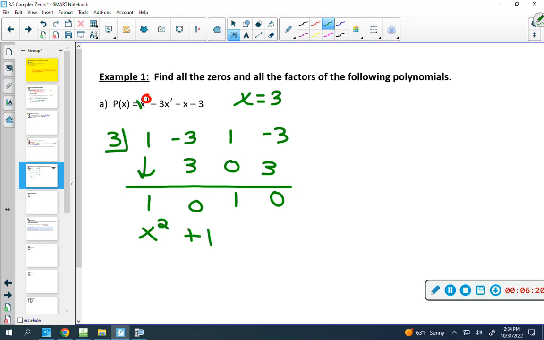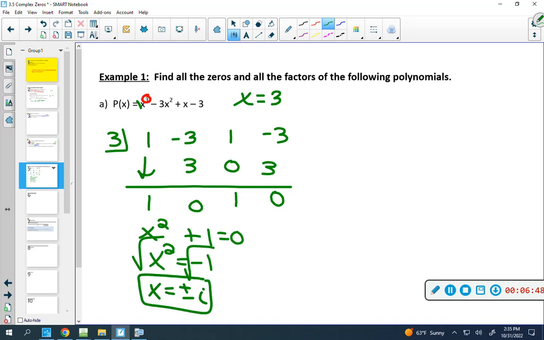So my other 2 imaginary answers are going to come out of this. I'm going to set it equal to 0. Now I'm looking at this. It's not going to factor for me. I'm just going to make it easy. To get x alone, I'm just going to use inverse operations. I'm going to subtract 1 over, and then I'm going to root it. What is the square root of -1? Plus or minus i, yeah. There's my 2 imaginaries. So I do have all 3 answers.